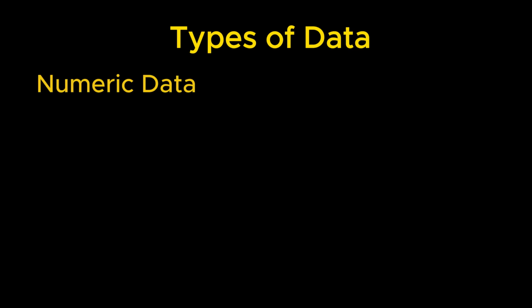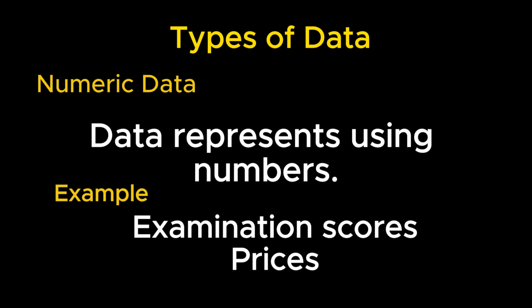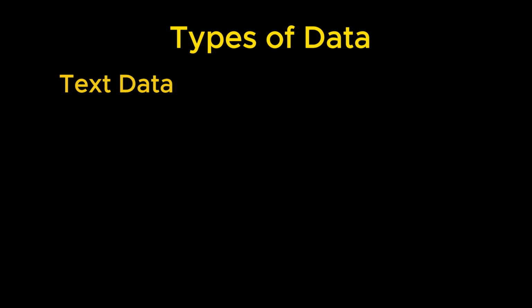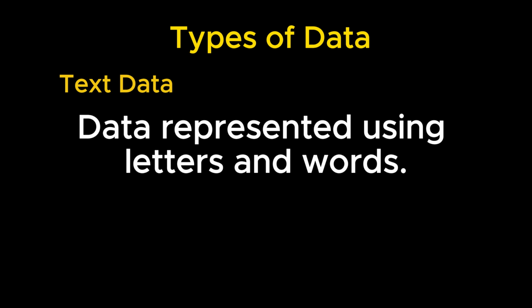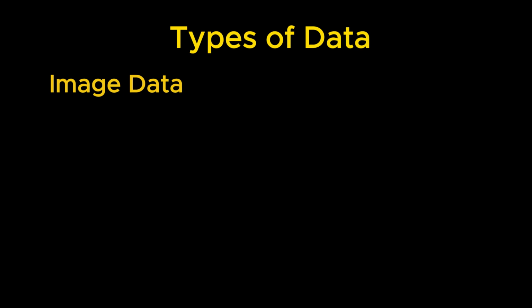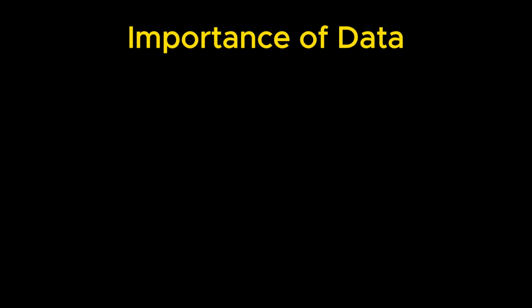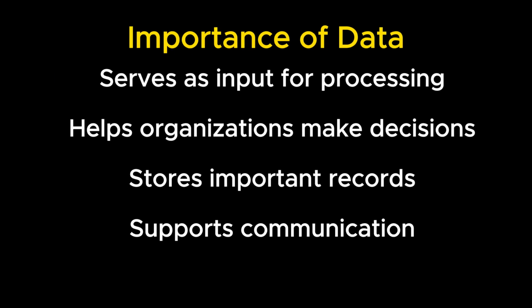Types of data. Numeric data. Data represented using numbers. Example: examination scores, prices. Text data. Data represented using letters and words. Example: names, addresses. Image data. Visual data such as pictures and graphics. Example: photographs, logos. Importance of data. Data is important because it serves as input for processing, helps organizations make decisions, stores important records, and supports communication.